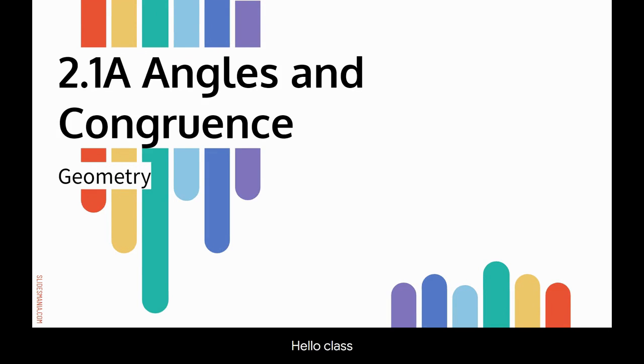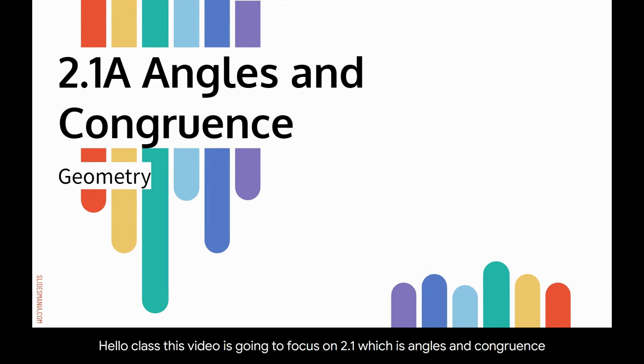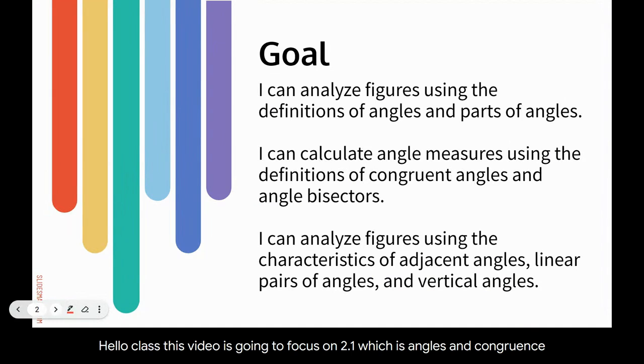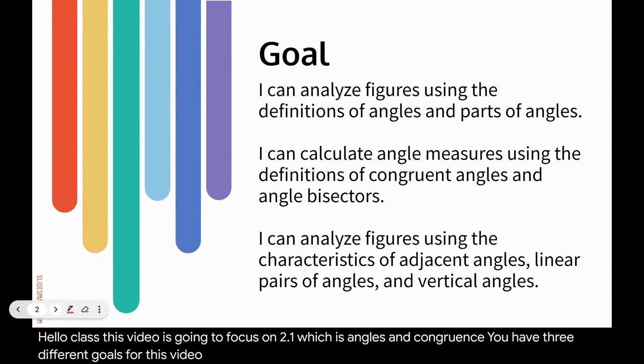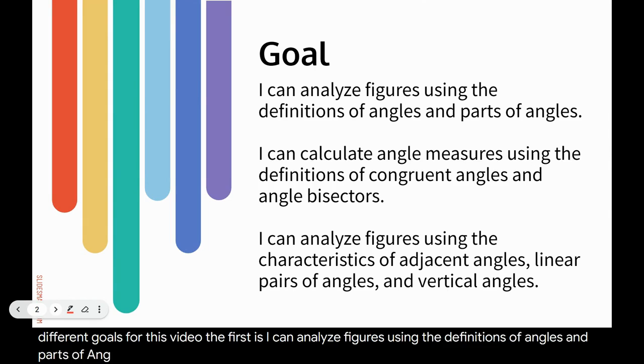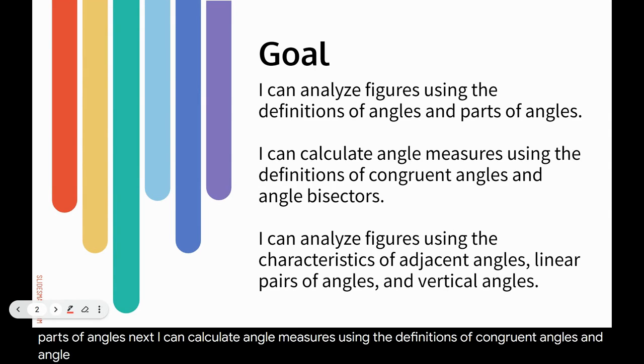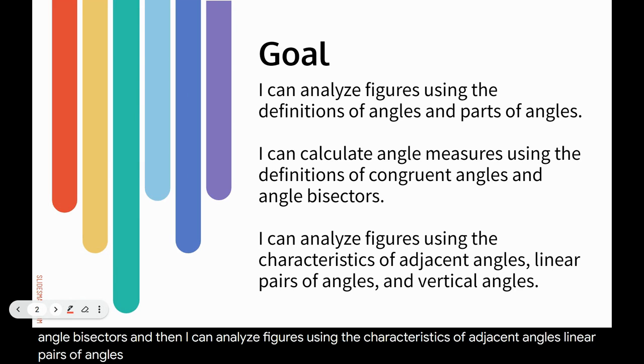Hello class. This video is going to focus on 2.1, which is angles and congruence. We have three different goals for this video. The first is I can analyze figures using the definitions of angles and parts of angles. Next, I can calculate angle measures using the definitions of congruent angles and angle bisectors. And then I can analyze figures using the characteristics of adjacent angles, linear pairs of angles, and vertical angles.